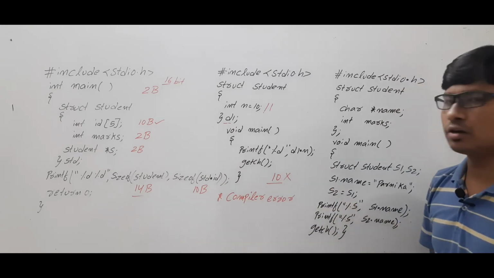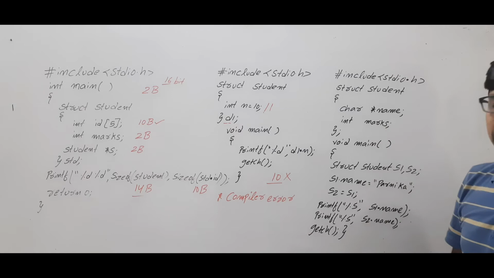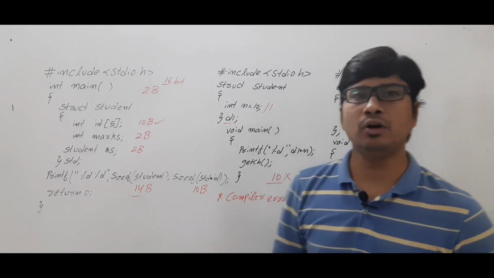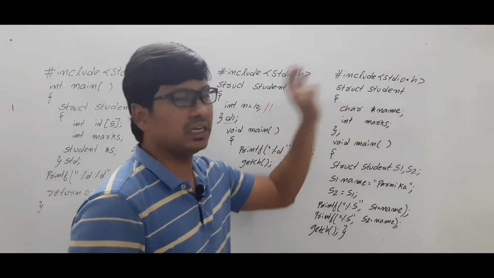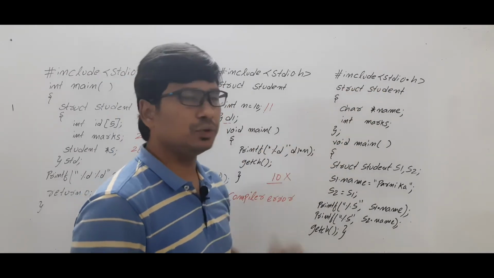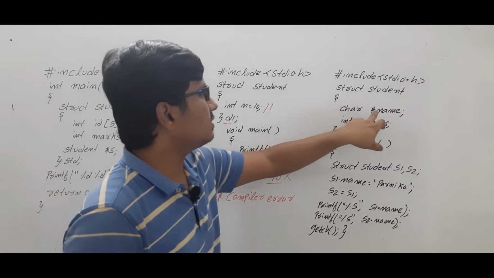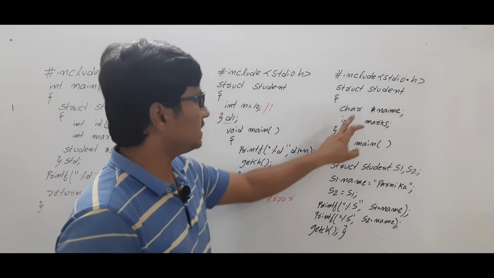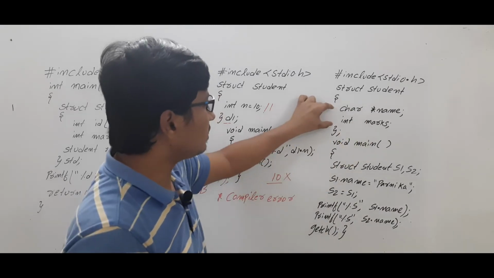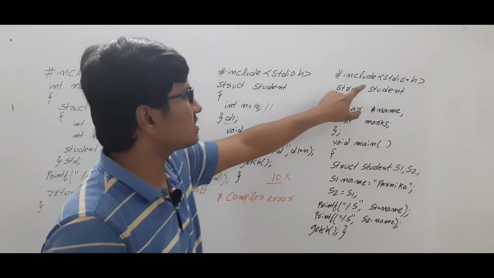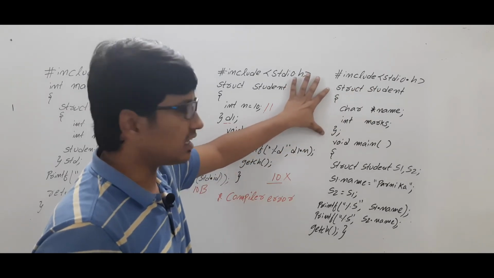Now let me discuss the third question. They have given a program and they are asking what will be the output of this program. They have given a statement, hash include stdio.h, struct student. Then they have written char *name, so it is a character pointer, and int marks. These are the two members of the structure called student. This is the structure definition. Yes, it is syntactically correct.